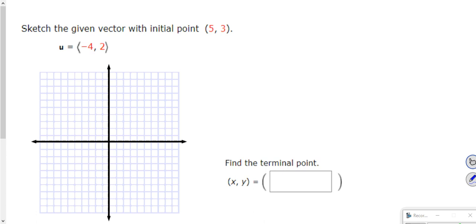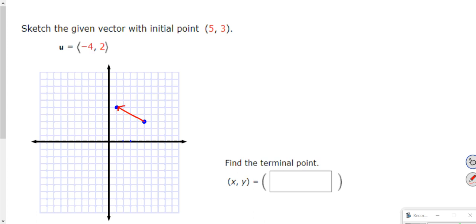Next one, sketch the given vector with initial point 5, 3. So first let's plot the initial point, 1, 2, 3, 4, 5, up 3. This would be my 5, 3, it looks like. Okay, and we have to sketch the given vector. u is <-4, 2>. We're going to go to the left 4, 1, 2, 3, 4, up 2. This would be my end point. So this is my start.